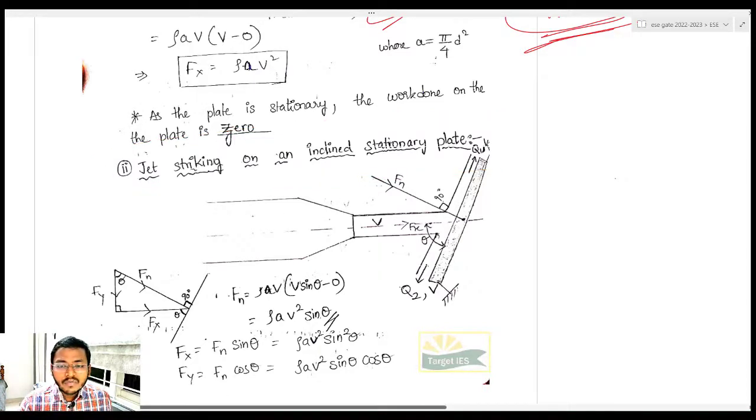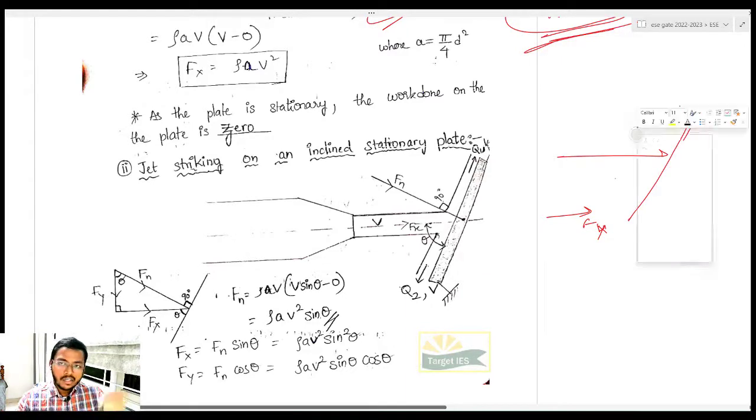See, here obviously you will be getting two components. Fx will come, Fy will also come, because it is hitting inclinedly. So what you have to do? You have to resolve it as per your plate. That's why you will be getting components. You will be getting Fx. You will be getting Fy.